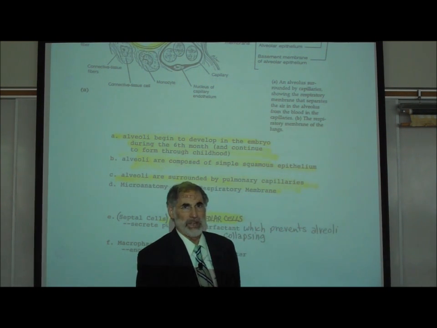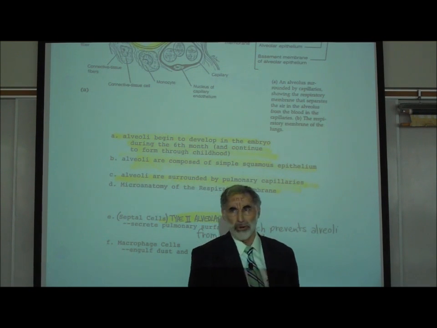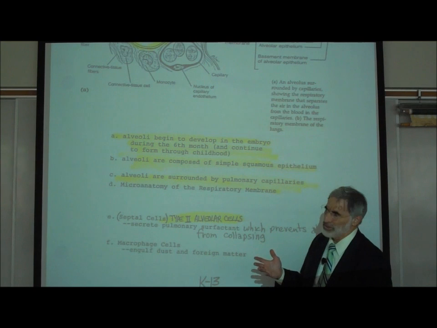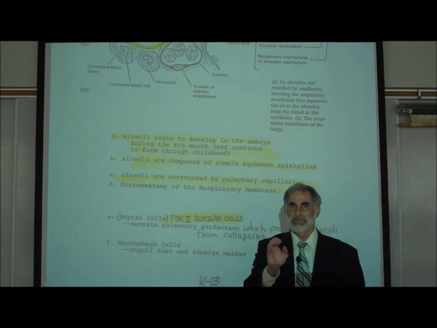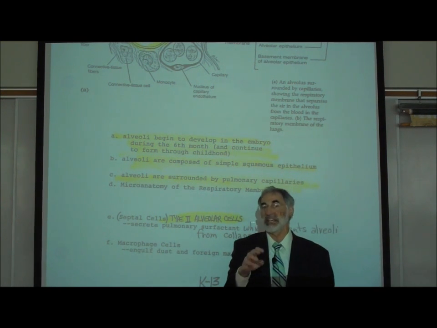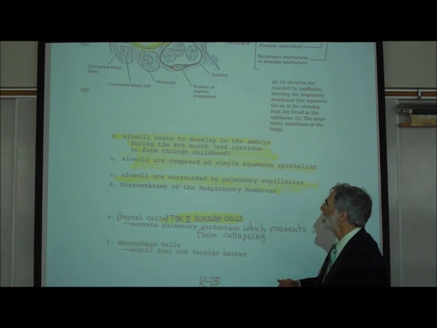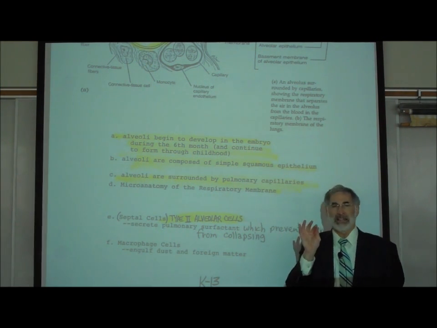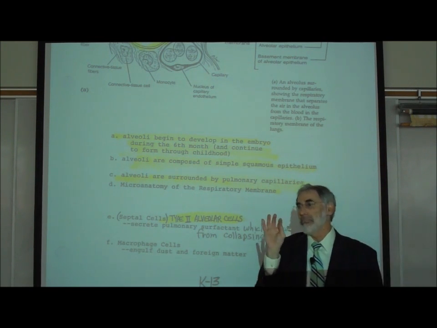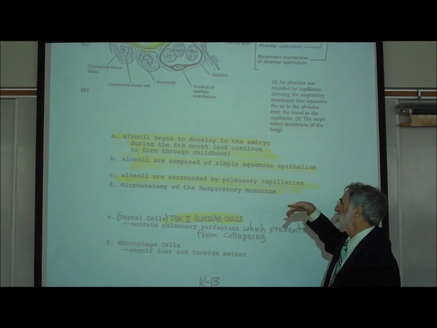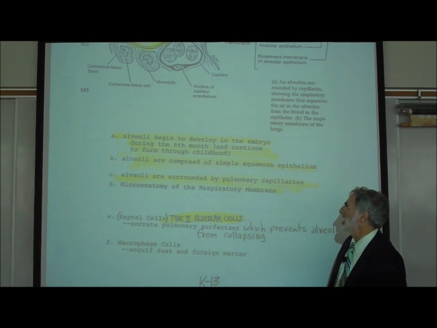That's why we've learned that if a baby is born premature, the most common complications that we observe with premature birth are breathing problems, because these little alveoli or air sacs don't even begin to form until the 6th month of development. The alveoli are very delicate. It's a very thin wall made up of simple squamous epithelium. We've already said that these air sacs are surrounded by a network of pulmonary capillaries.